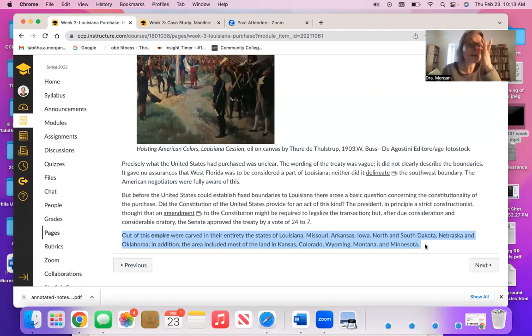Okay, so that was a tangent. What we want to look at is how we start creating empire, what that looks like and what that means. So very specifically, through the Louisiana Purchase, here's how we get the entirety of the states of Louisiana, Missouri, Arkansas, Iowa, North Dakota, South Dakota, Nebraska, and Oklahoma. In addition, we get parts of Kansas, Colorado, Wyoming, Montana, and Minnesota. That's a third of the United States, right?